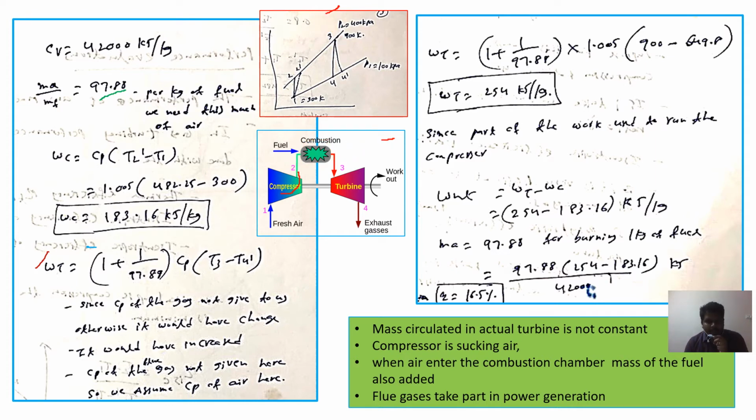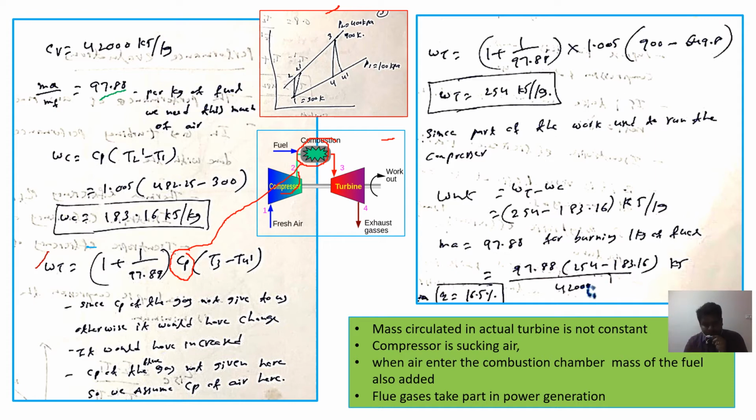But here Cp is the Cp of the flue gases, because in the combustion chamber both air and fuel will mix. After mixing there will be a combustion. After combustion it will release as flue gases. So here Cp is the Cp of the flue gases, but in the problem they have not given the Cp of the flue gases, so we don't know the value of the Cp of the flue gases.